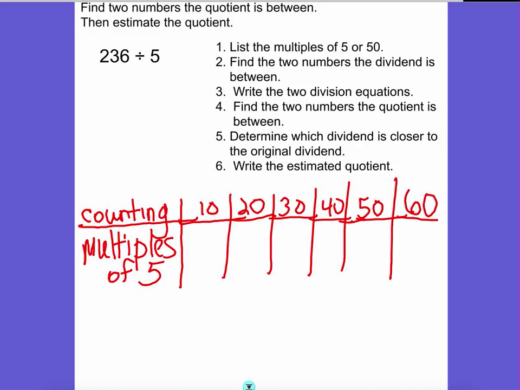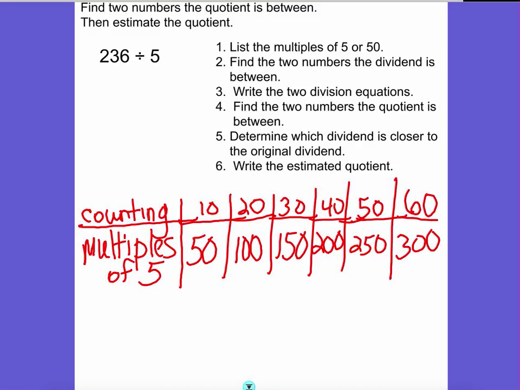So 5 times 10 is 50. Now you'll see we're skip counting by 50. 5 times 20 is 100. 5 times 30 is 150. 5 times 40 is 200. 5 times 50 is 250. And 5 times 60 is 300. So it got me to a larger dividend much quicker than if I was counting by 5s.